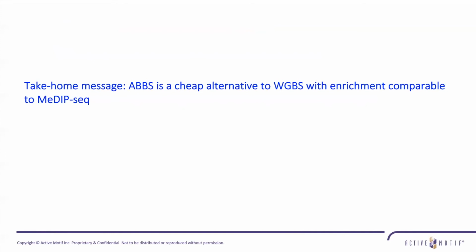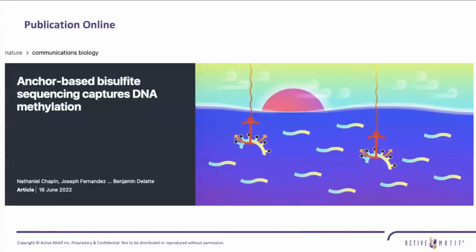So the take-home message is that ABBS is a cheap alternative to whole genome bisulfite sequencing with enrichment comparable to MeDIP-seq. In a way, it's a bit like a MeDIP-seq with base resolution. Our paper was published in Communications Biology 3 weeks ago. And as a fun fact, we were lucky enough to make the cover of the website. That's thanks to Rai and his great schematic for the anchor-based bisulfite sequencing story.